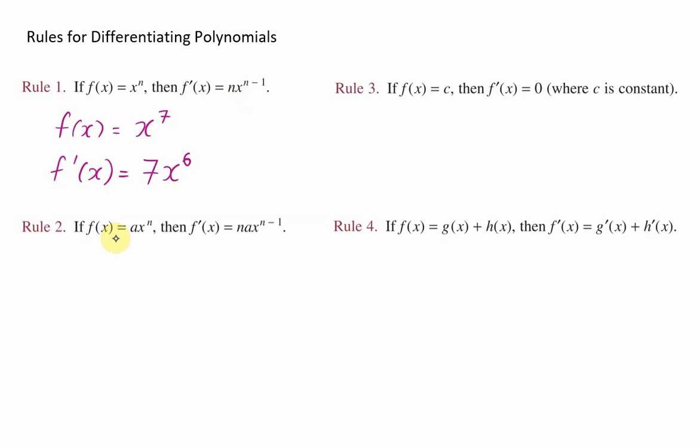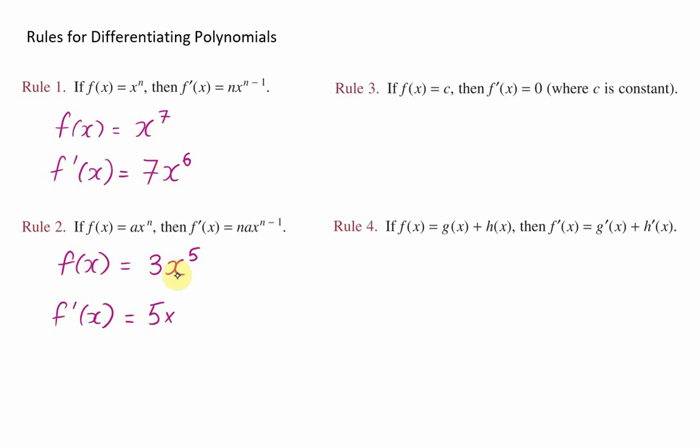The second rule is for similar functions, but where we already have a coefficient. So f of x equals, say, 3x to the power of 5. We already have a coefficient, which in the rule is represented by the letter a. So to find the derivative, f dash of x, of the function, once again, the power comes down and becomes the coefficient. But because we already have a 3 coefficient, we multiply the 5 by 3.